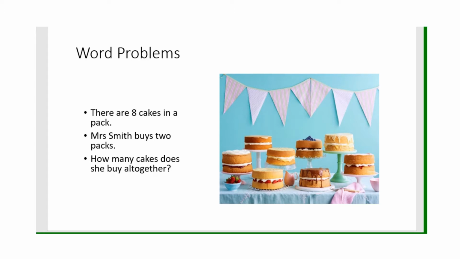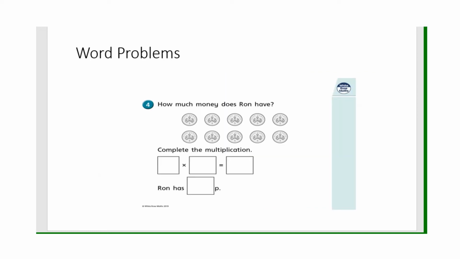Now we know Mrs. Smith buys 2, so it would be 8 add 8, wouldn't it? We'd have to use our knowledge of double 8 or 2 times 8. So yeah, I know double 8 is 16. If I didn't, I definitely know double 5 is 10. Double 6 is 12. Double 7 is 14. So double 8 would be 16. So try and use your knowledge of what you know to help you with these.